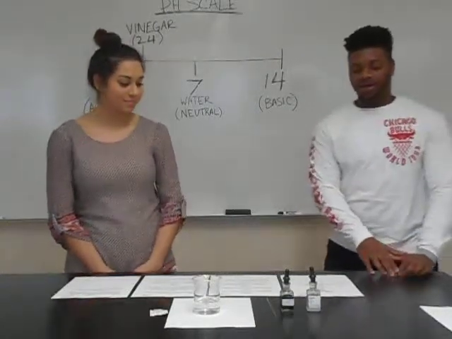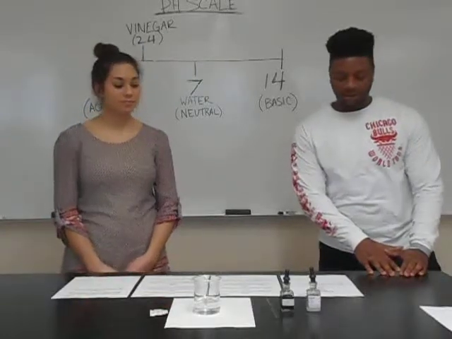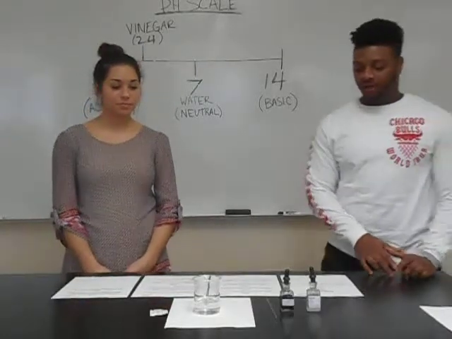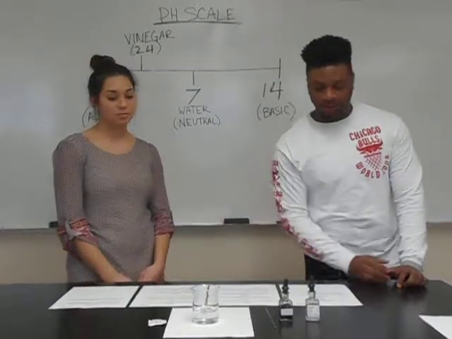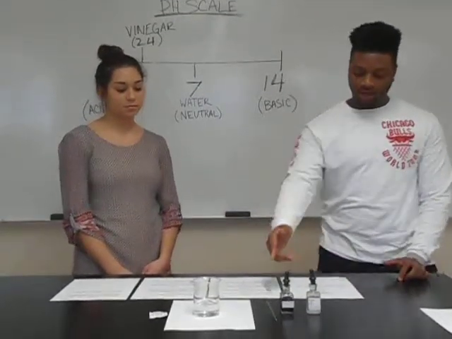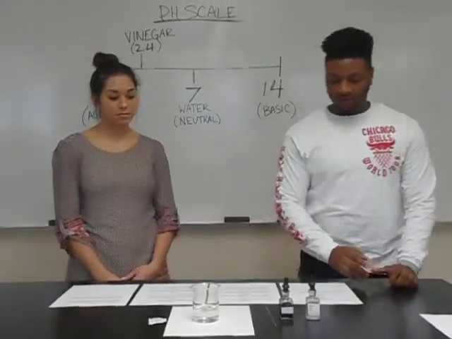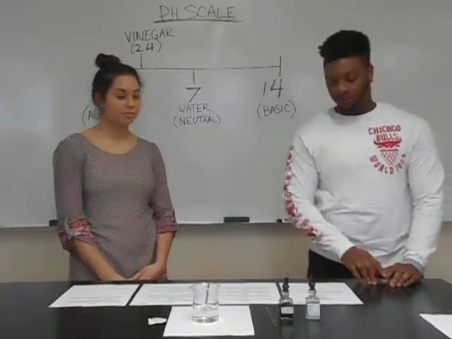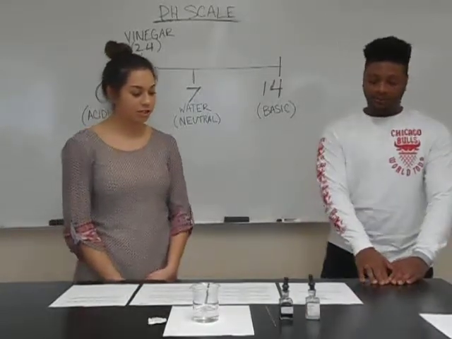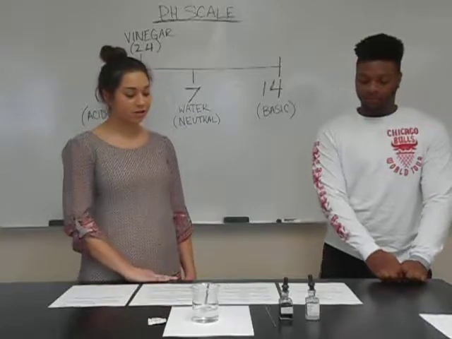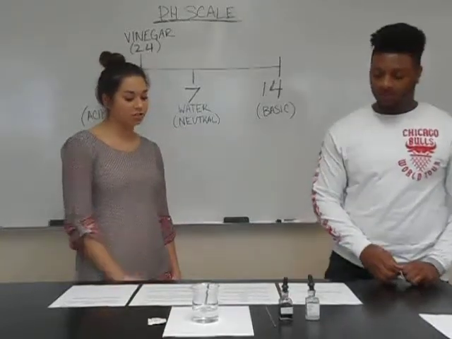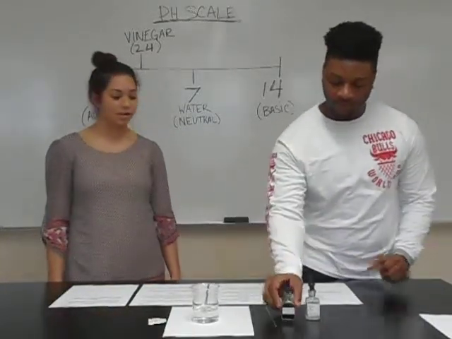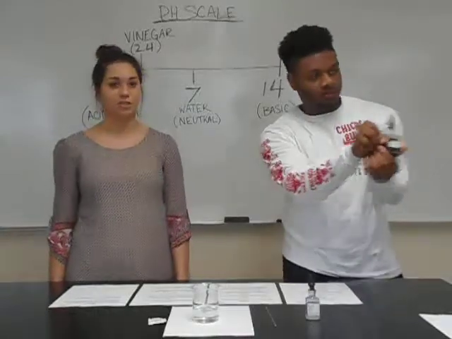We're doing our demo today, which is how Alka-Seltzer works. For our equipment, we're going to have our 250 milliliter beaker, our droppers, our stirring rod, an Alka-Seltzer tablet, vinegar, and our bromothymol blue indicator. First, we have 100 milliliters of water here, and we're going to add 5 to 10 drops of bromothymol blue indicator until the water turns a bluish purple color.